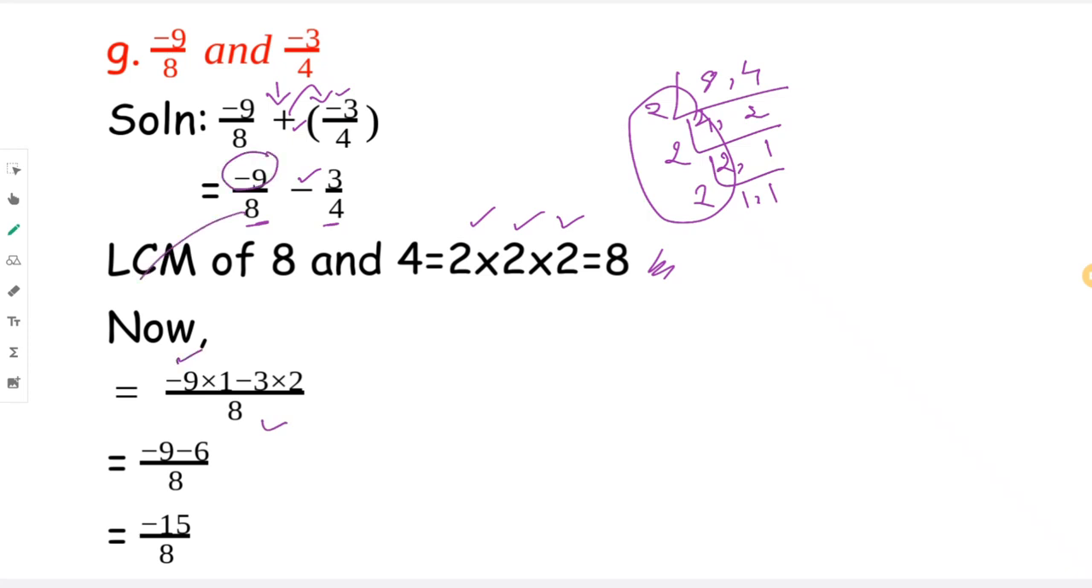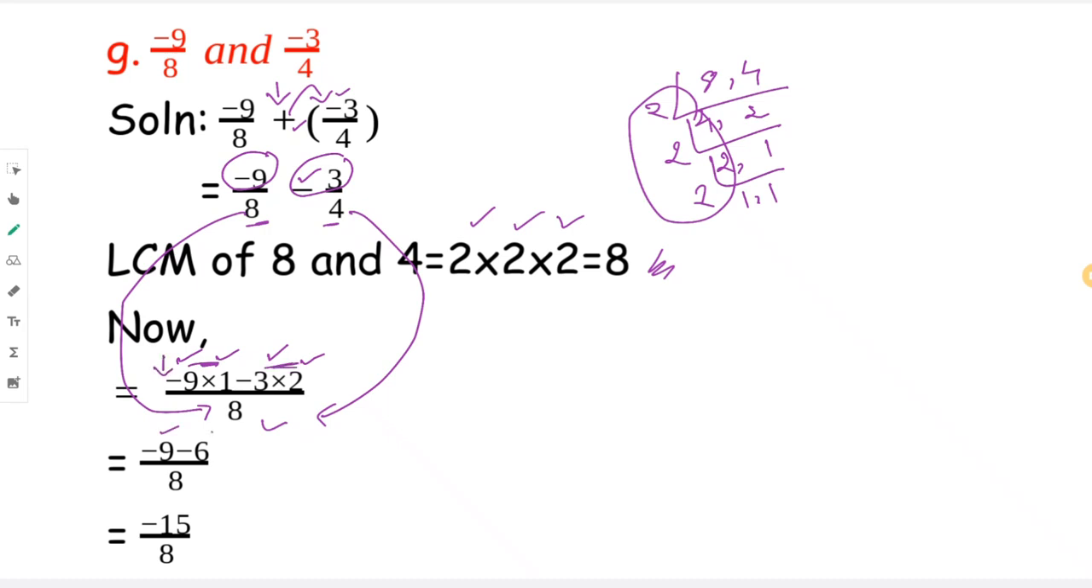8, how many times are 8? 8 1s are 8. Next you have to take it along with the sign, right? So minus 3, I've written here. 4, how many times are 8? 4 2s are 8. So now I have to multiply. 9 ones are 9, but remember the minus sign is there, right? So minus 9. Same thing again.